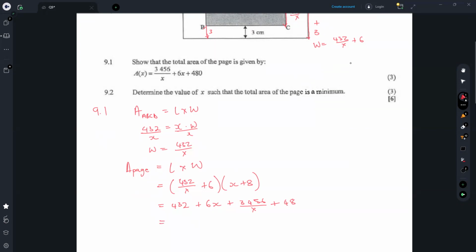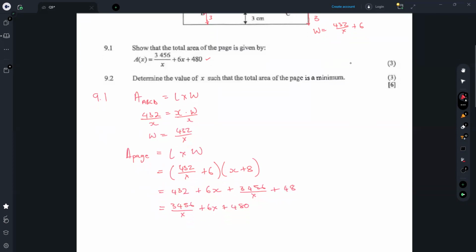So now these two are like terms, 432 and 48. We're going to arrange them in such a way that this is what we have up here. So we're going to have 3456 over X plus 6X, and now I add 432 with 48, I get the value of 480, like that. Excellent. So that's how we would approach 9.1.